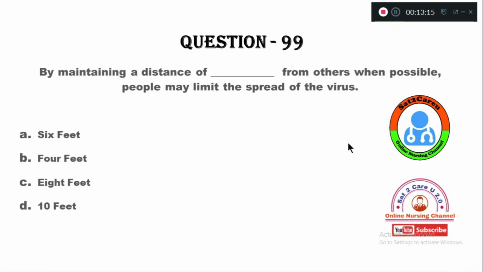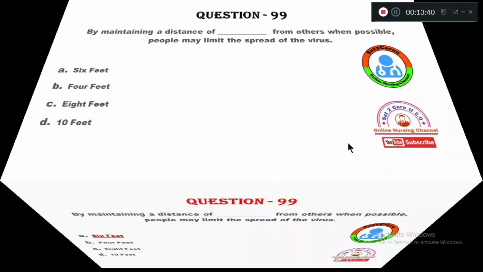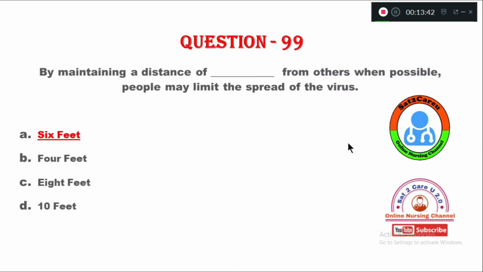Question number 99. By maintaining a distance of dash from others, when possible, people may limit the spread of the virus. Option A, 6 feet, B, 4 feet, option C, 8 feet, option D, 10 feet. So how much distance do you need to maintain for social distancing to prevent the spread of this virus? Option A, 6 feet is right.